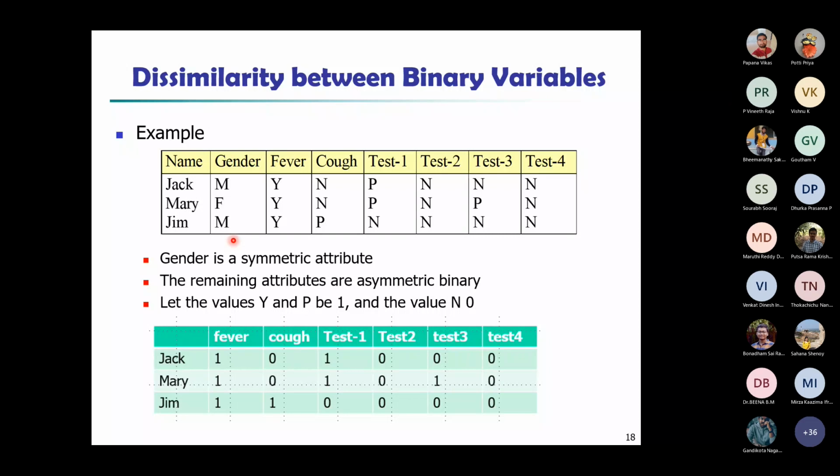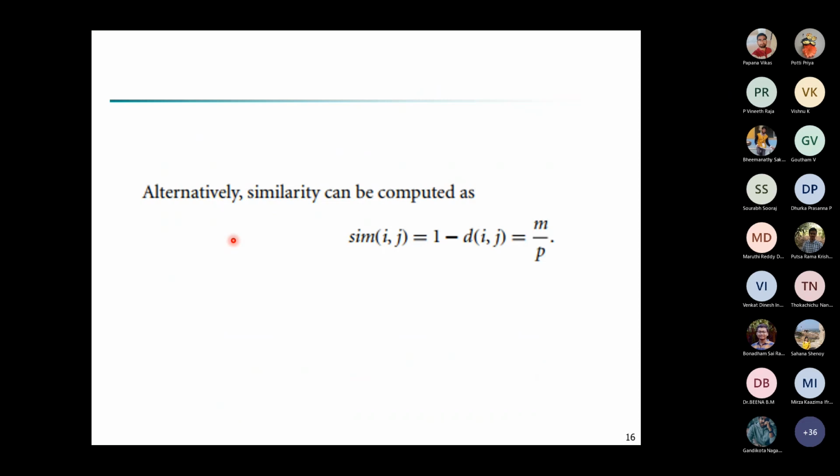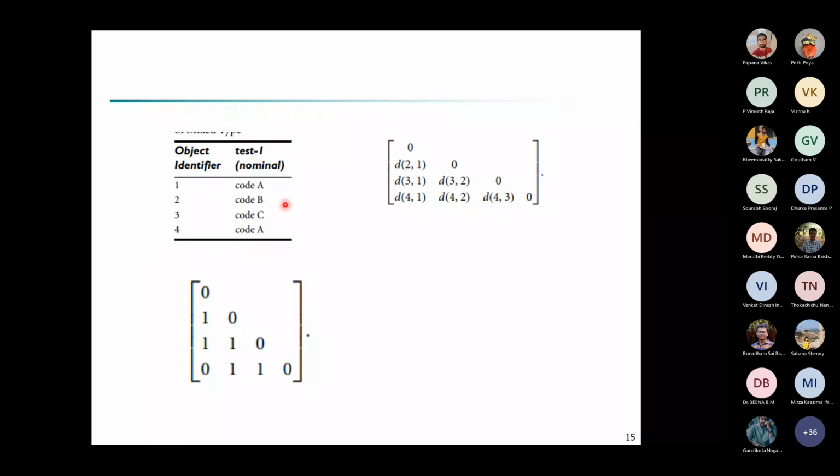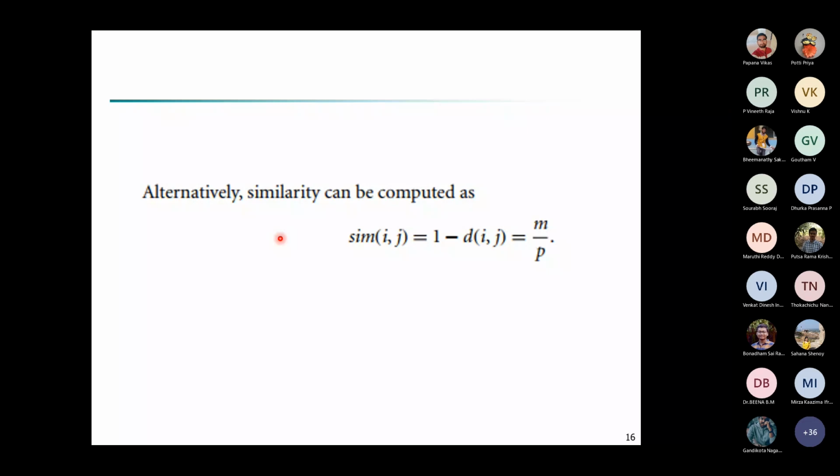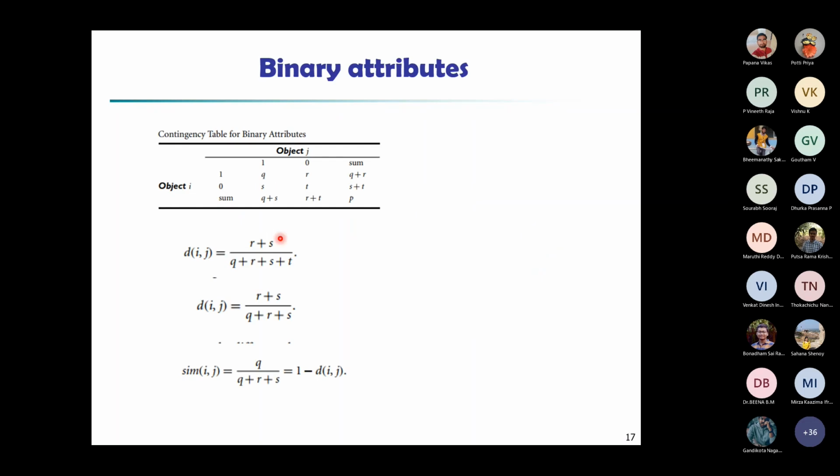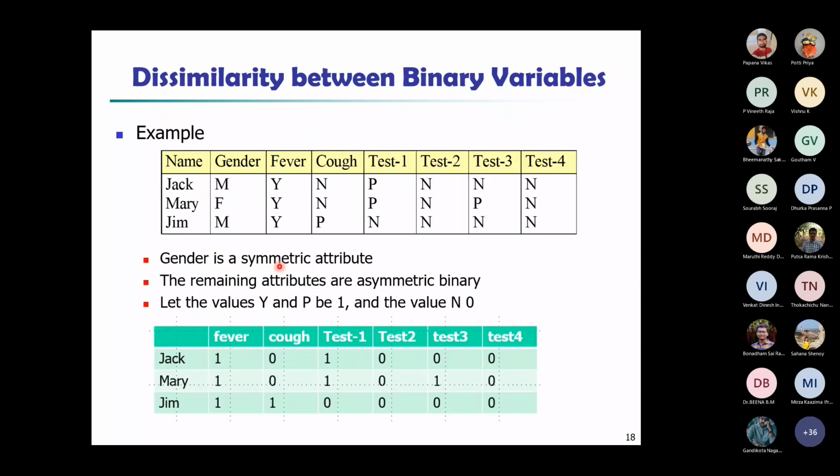So first we are talking about dissimilarity between binary variables. Previously, what we discussed was the simple method for any nominal attribute: P minus M by P for dissimilarity, and for similarity it was M by P, just the number of matches. Now when it is a binary attribute, we take R plus S by Q plus R plus S plus T if it is symmetric binary, and if it is asymmetric it is this. For similarity it can be this way. So we can even find the similarity from this table.